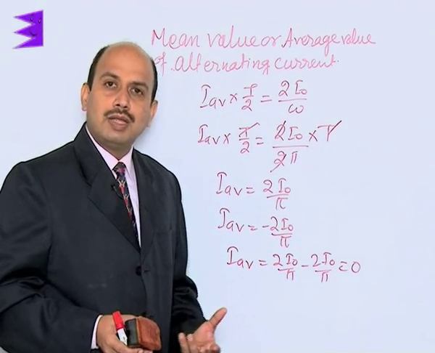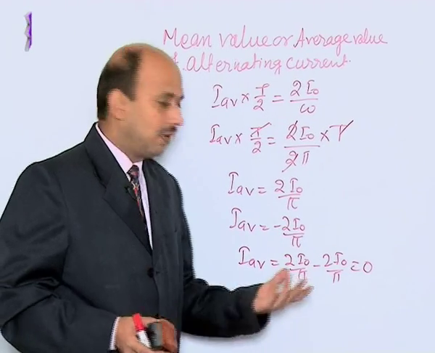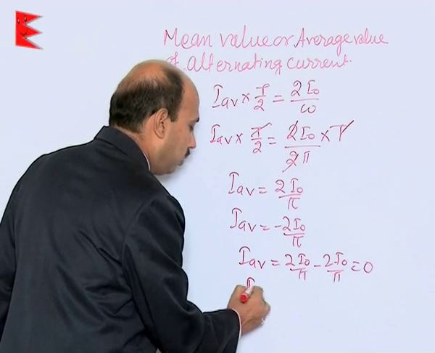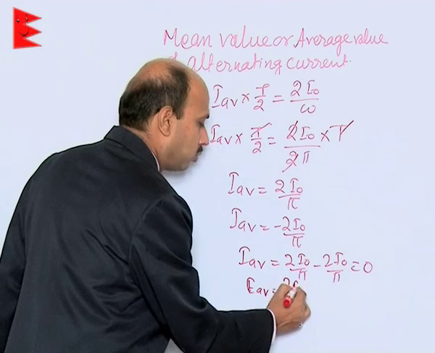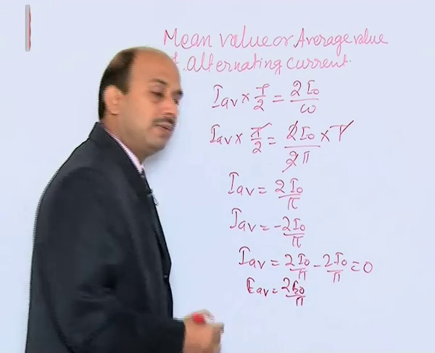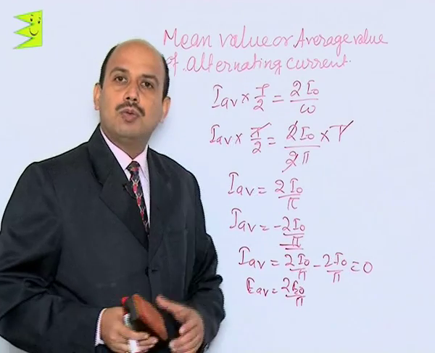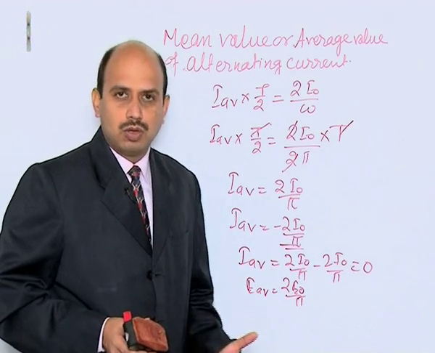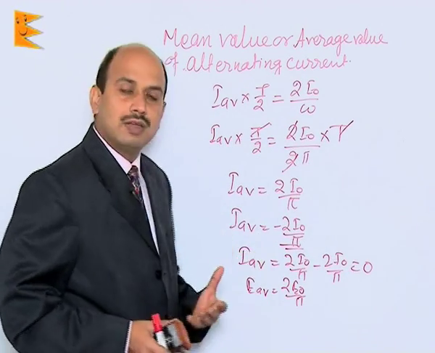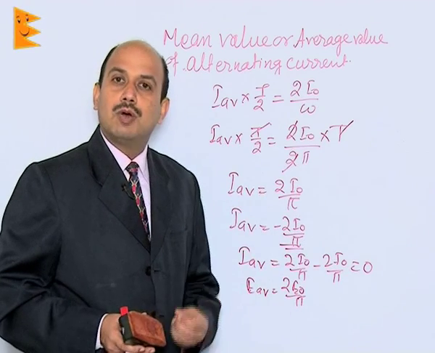Similarly, we can calculate the average value of EMF in the positive half cycle, that is E average is equal to twice E naught upon pi. Similarly, in the negative half cycle it will be minus 2 E naught upon pi, and over one cycle it will be equal to 0. So by the same method we can define the average value of EMF also.